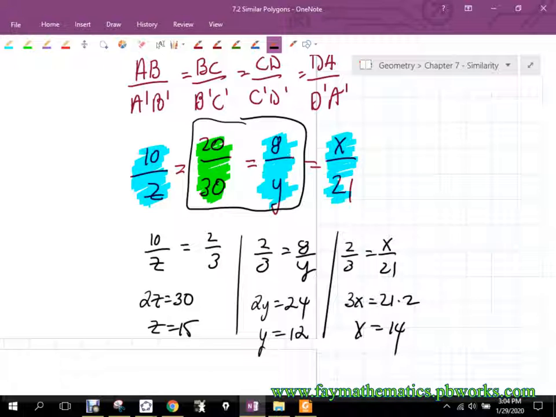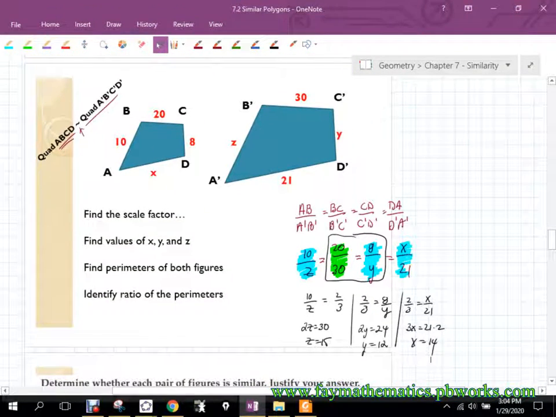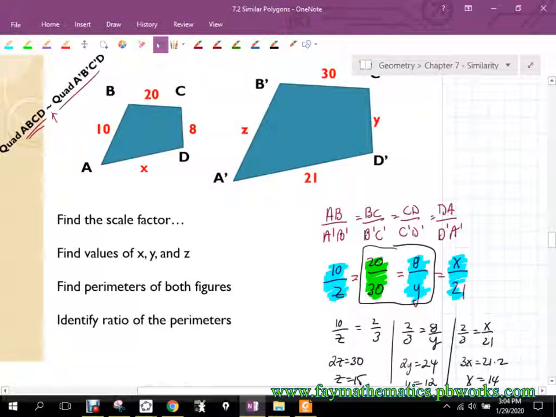Now I want to show you, the next question is to find these perimeters. I don't know how often they ask you to do this. It's usually a question on the end of course exam, a relationship that they are interested in. If this is 14, Z we said was 15 and Y was 12. So we add these together: 30, 44 plus 8, 52, right? The perimeter of that small one is 52.